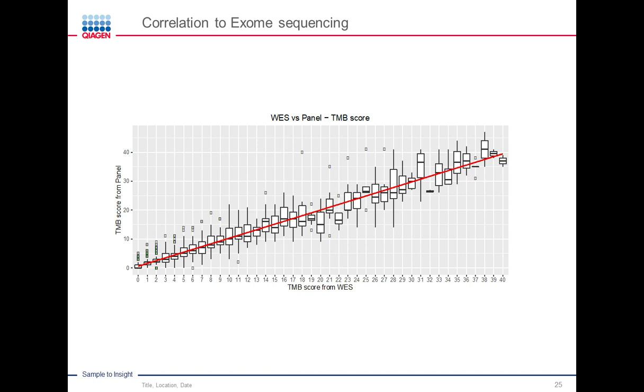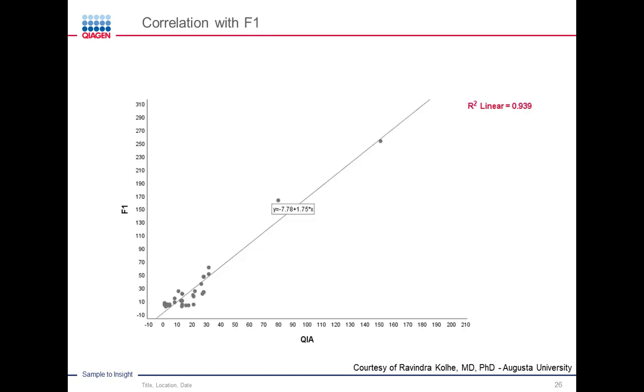So we know that calling TMB scores from this QIAGEN panel is going to give you an extremely high degree of correlation with TMB scores called from exome sequencing approaches, but of course in a more cost-effective fashion.